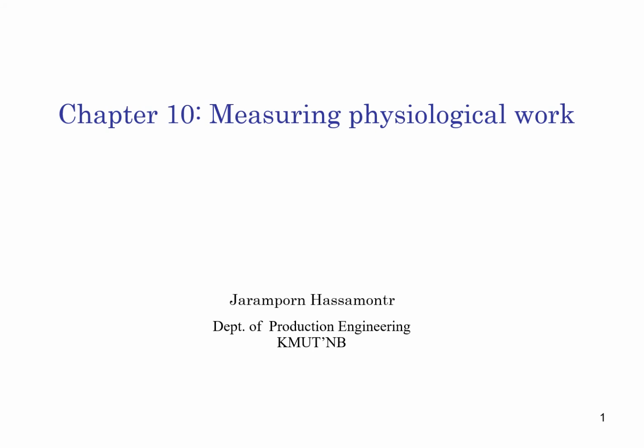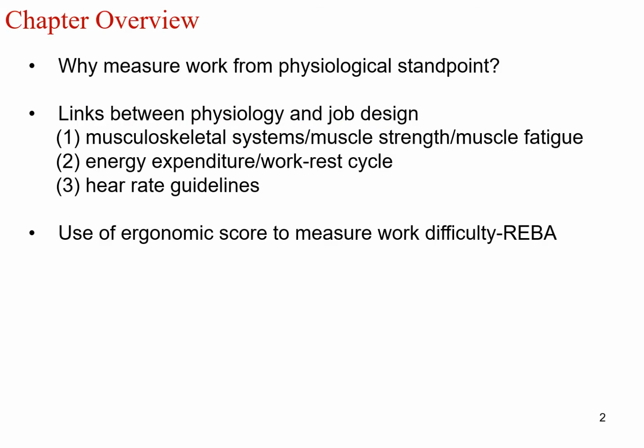Today I'll be talking about measuring physiological work. In this lecture, we will talk about another way to measure work. We want to measure work difficulty by assigning some numbers to it. These numbers are based on some physiology concept, and some will be based on the risk of musculoskeletal disorders, which we call ergonomic score.